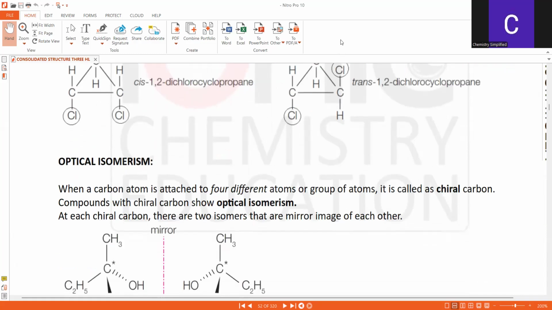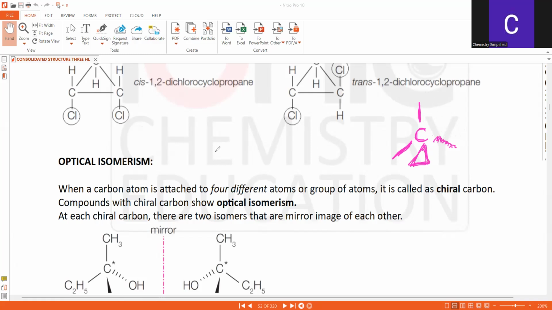Now next is optical isomer. Optical isomerism is a special type of isomerism which is seen only in those organic compounds which have at least one carbon atom. The carbon atom should have 4 bonds. And this is the 3D structure that we write. These two are in the same plane of the paper. This is coming towards you and this bond is going away from you. So these 2 bonds are in the plane of the paper. The wedge is coming out of the screen towards you and this dotted line is going behind the screen, away from you.